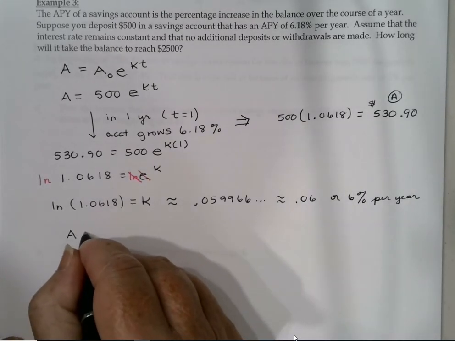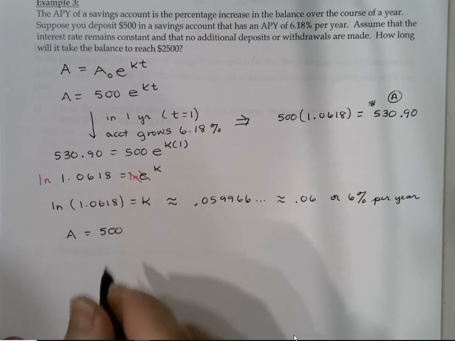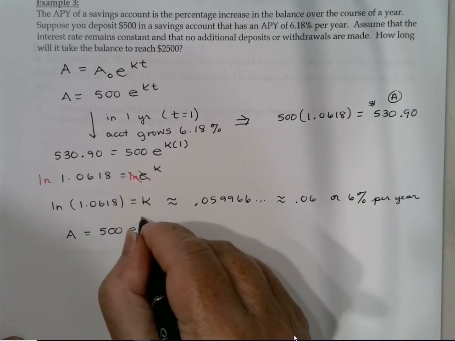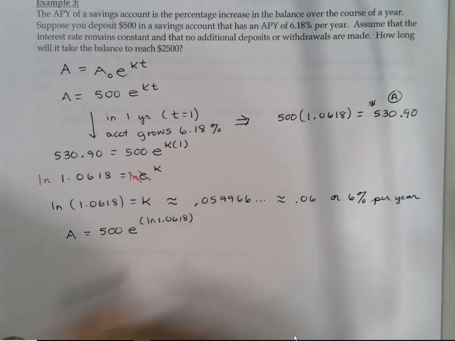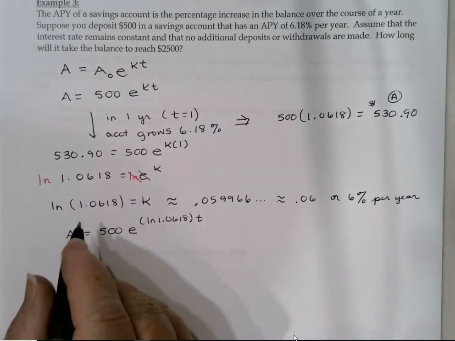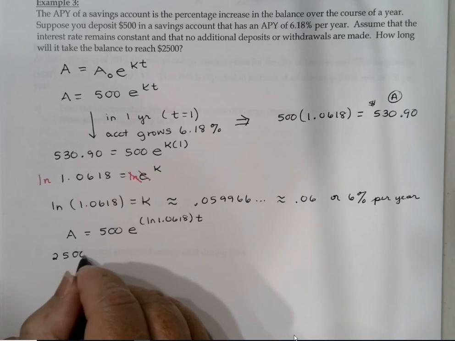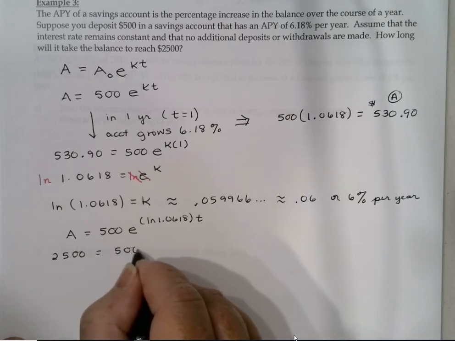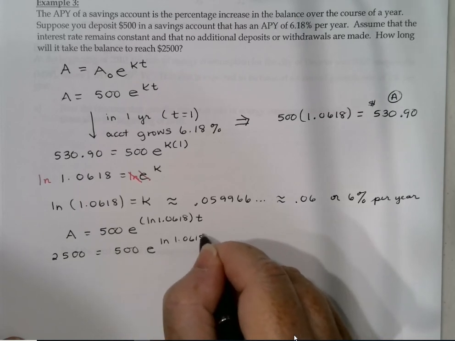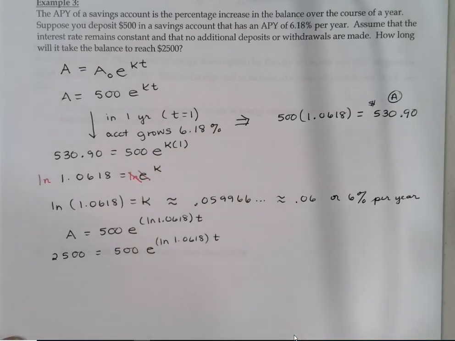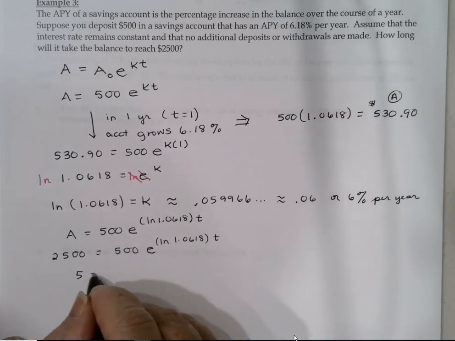So I'm now going to write A equals, the A0 was 500, e to the ln 1.0618 for k times t. And the question was, how long will it take the balance to reach $2,500? So I want to know, when will there be $2,500 in the account? If we divide out the 500, we'll get 5.